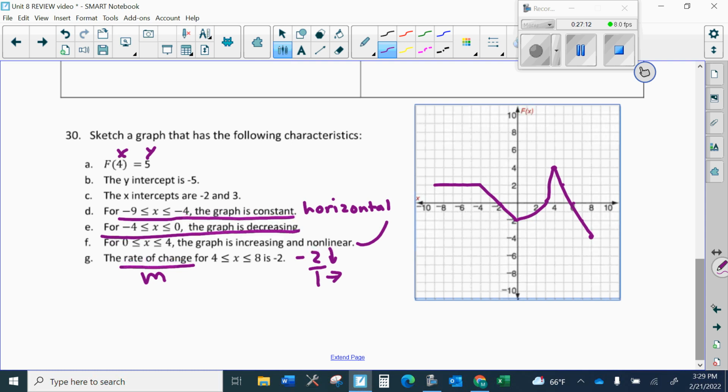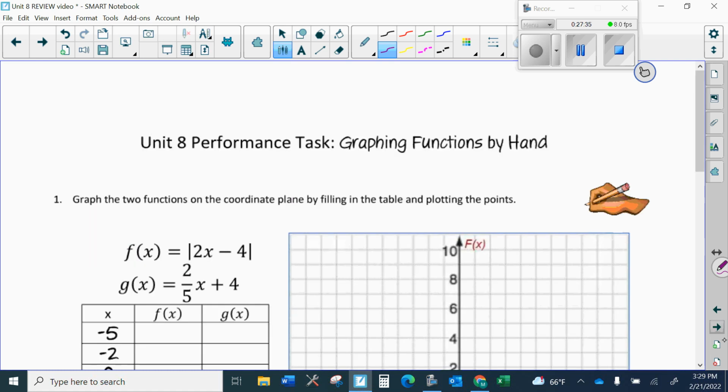The only tricky one is after I had that horizontal, I didn't know if it was going to be below the x-axis or above it. But then once it said it had to decrease from -4 to 0, I had to put it above the x-axis so it could then decrease all the way down. Okay. All right. Oh, one more page.